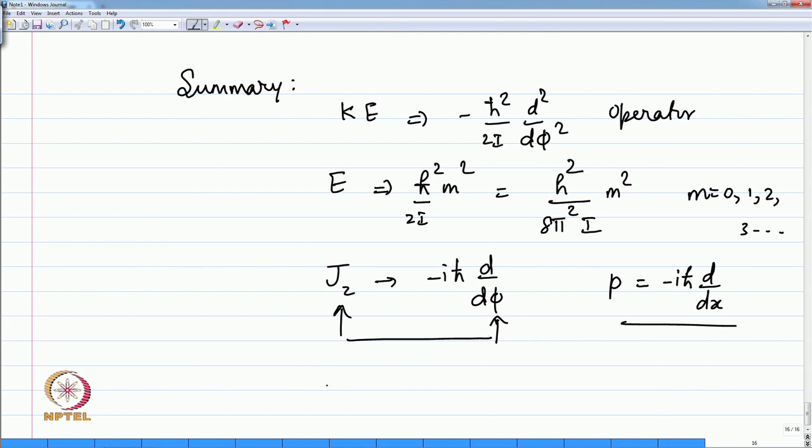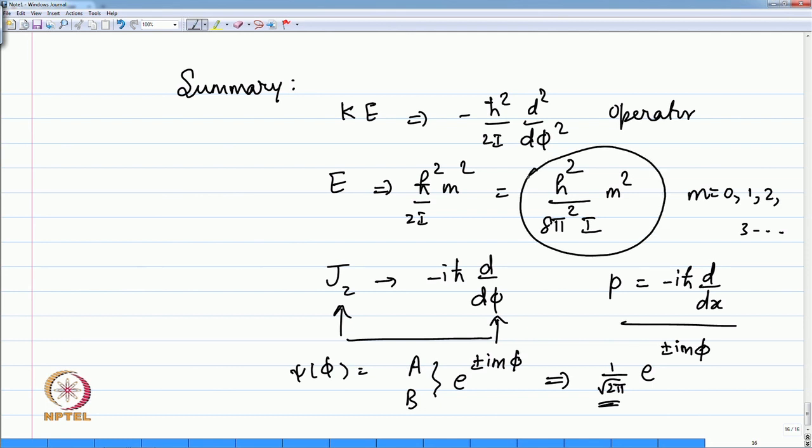And finally, the wave functions are given by a or b, if you want to write, e to the plus or minus i m phi, and m is of course plus or minus m with the notation constant a. Essentially, it is 1 by root 2 pi e to the plus or minus i m phi, which is the normalization constant. So, these results are important, but this particular result will be very useful in what is known as the microwave or rotational spectroscopy.